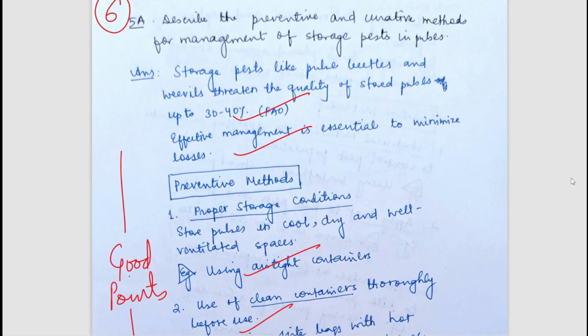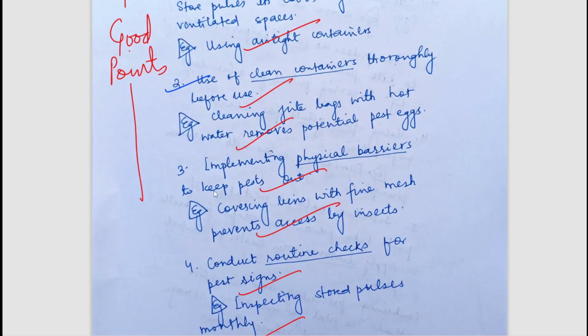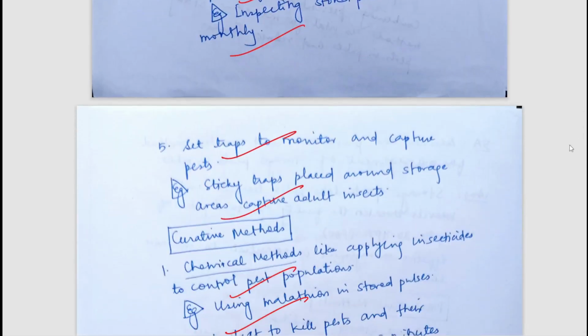And the next question is, describe the preventive and curative methods for management of storage pests in pulses. So what are the preventive methods? Obviously we will provide proper storage conditions, we will use clean containers, we will implement physical barriers, routine checks could be done, set traps. So all the things which we need to prevent the pest attack.